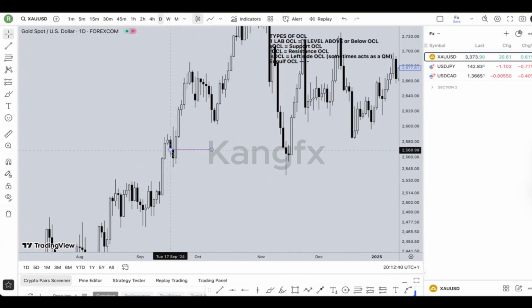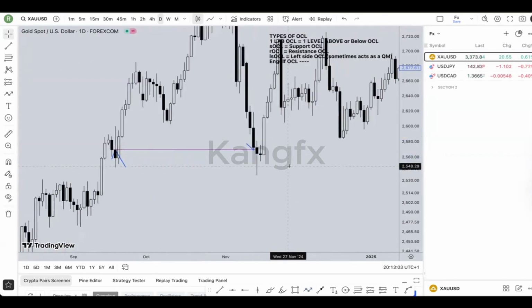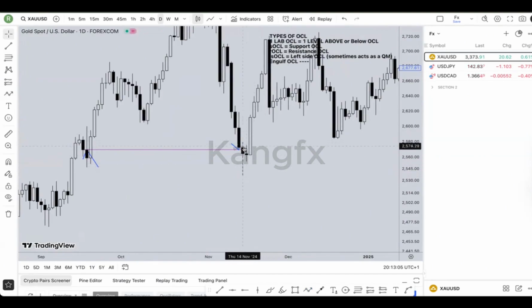This is LSOCL. At first, the market broke it. You see that? At first, it acted as a resistance. The market broke through it. And after, the market came back. It was supposed to act as a support again, but the market broke down. Despite this, when the market wanted to make this big move, it respected it again here.